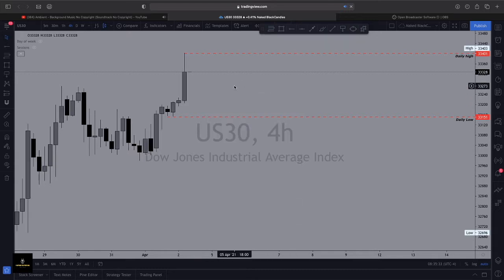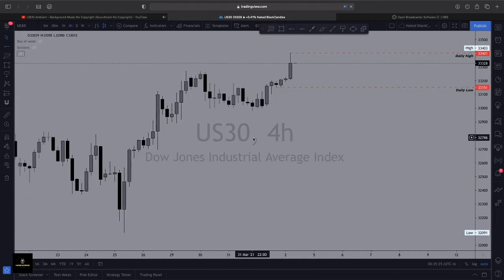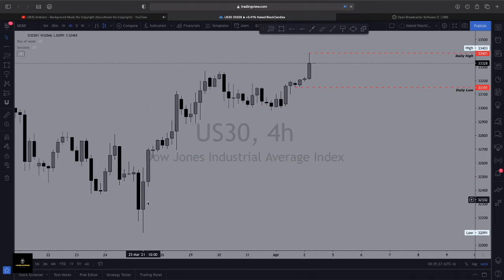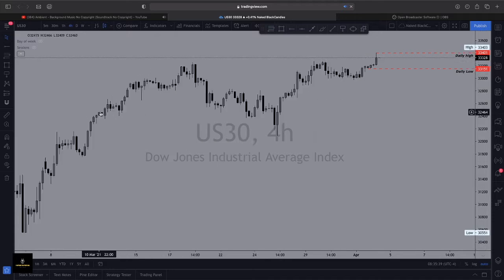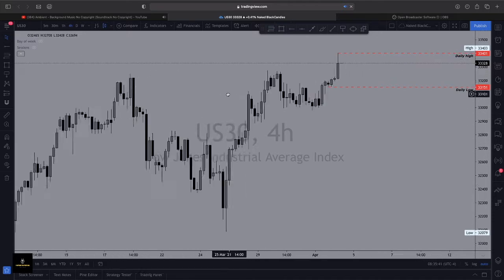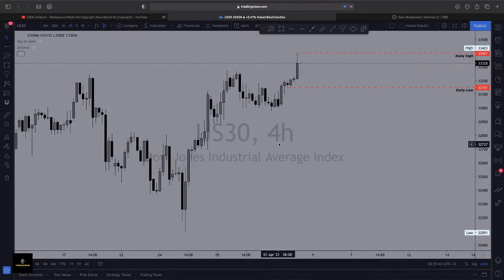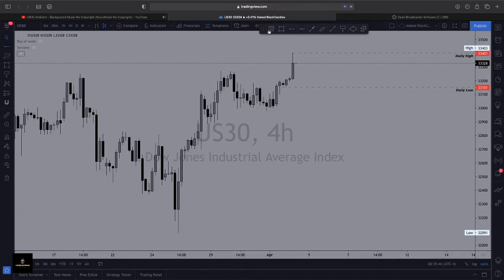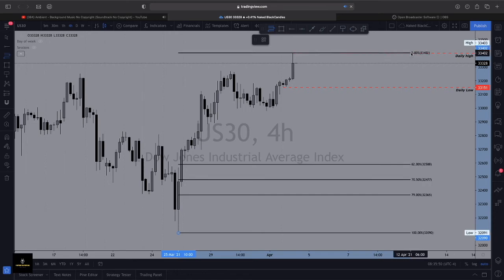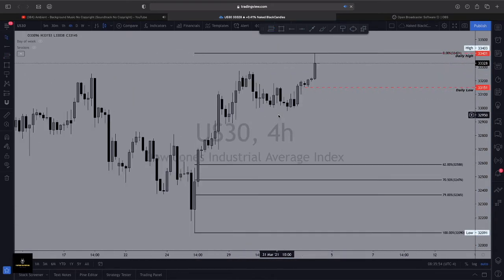Okay, and then once you have the daily highs and lows, you want to look at price, and you want to see where the major lows and highs are, because these are where you're going to draw your fibs for the areas. So right here, this is the lowest point. I'm going to get it from the lowest point to the highest point. So that's our first fib.